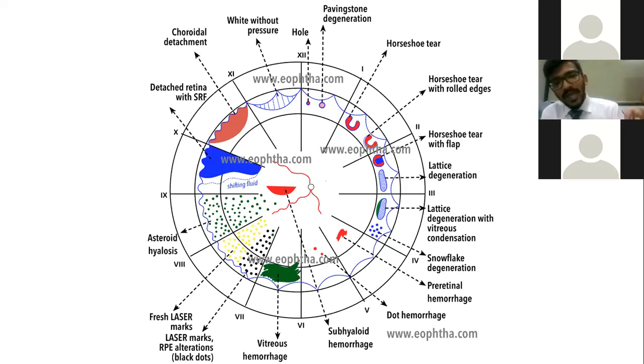Second part is the break. You have to see exactly, with indentation, where the break is, and then draw it at that quadrant, because your surgery is dependent on the configuration of the RD.